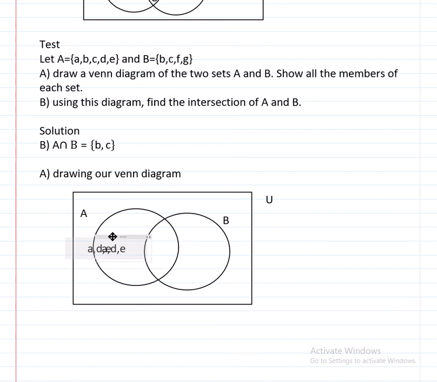Let me place it here so that after everything I'll just bring them. So let's do the intersecting, where it intersects. So we have B, and we have C. Okay, we have B and we have C.